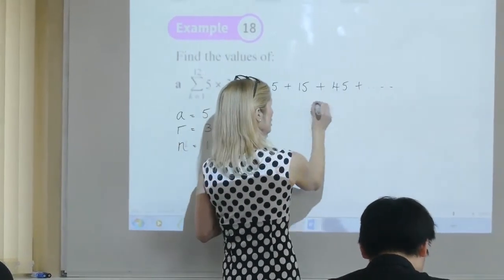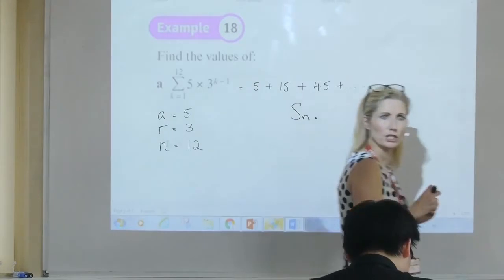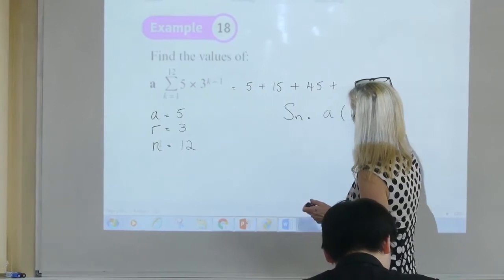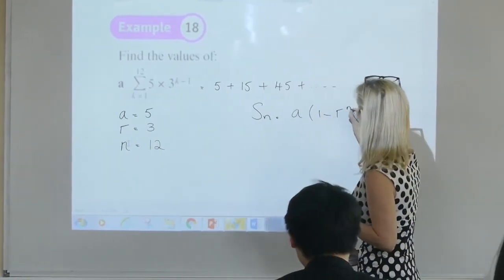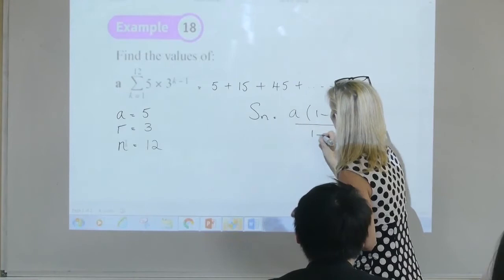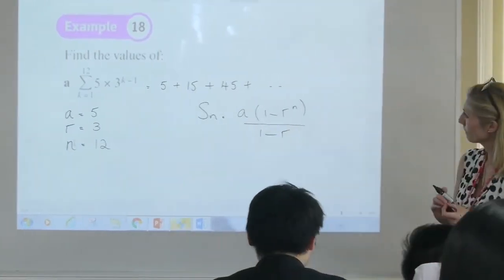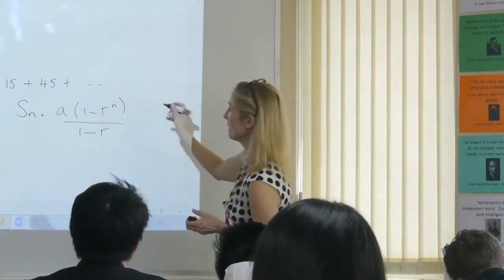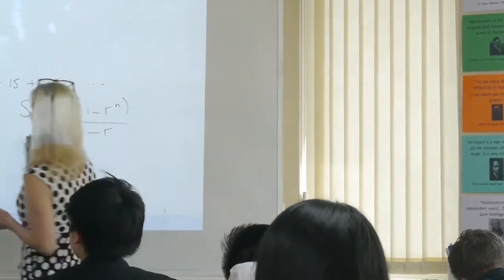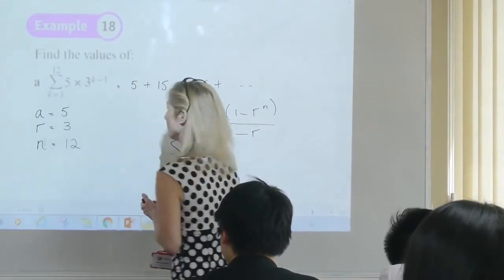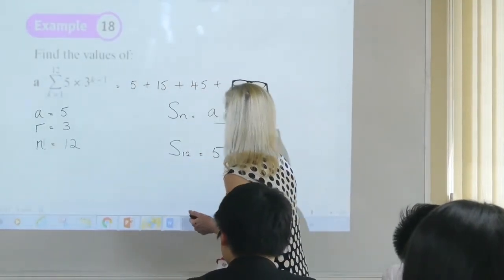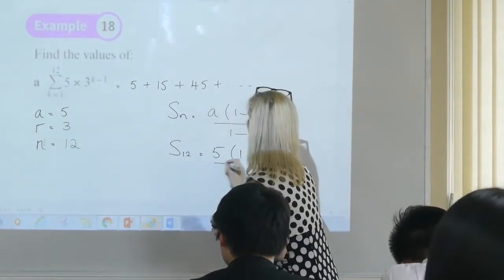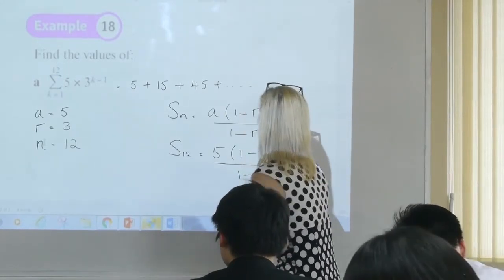Anybody remember the sum of the GP formula? A times 1 minus r to the power of n, over 1 minus r. Good. Okay. So that's the sum of the GP. So we need to substitute those values in. So we're looking at the sum of the 12 terms, which is 5 times 1 minus 3 to the power of 12, all over 1 minus 3.